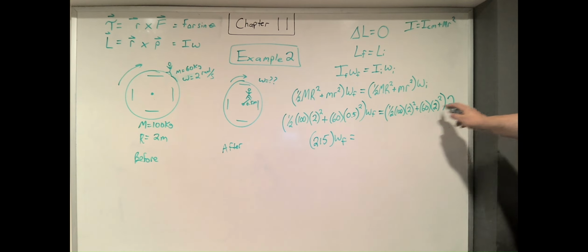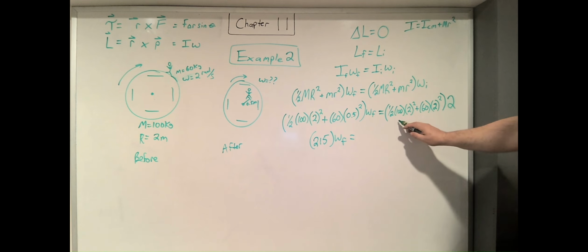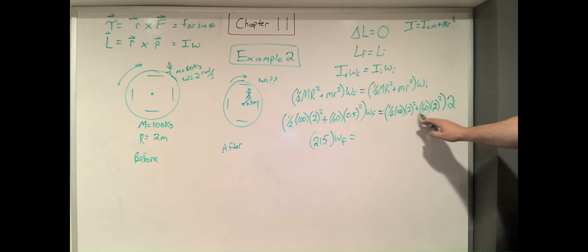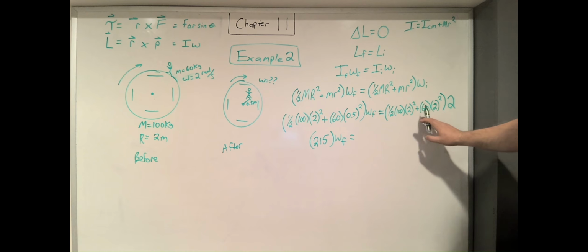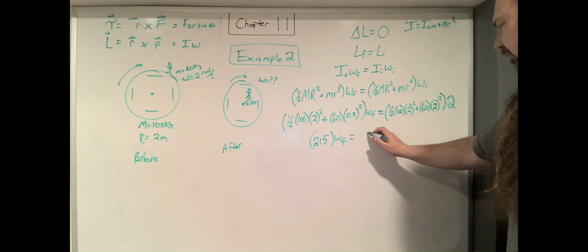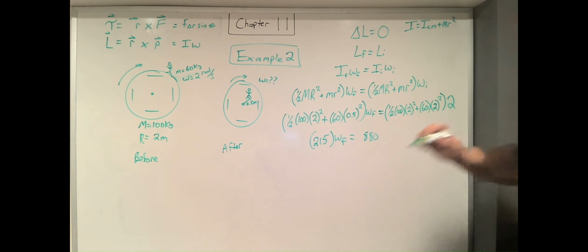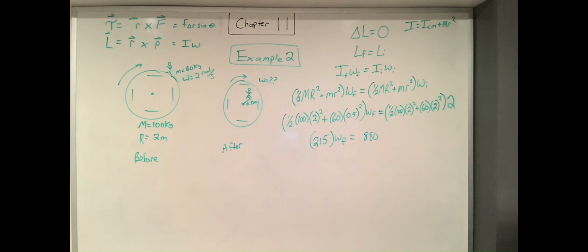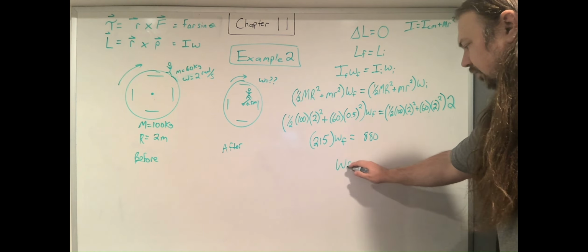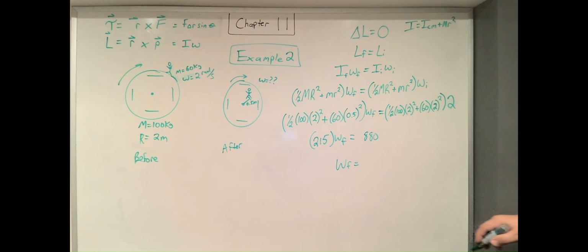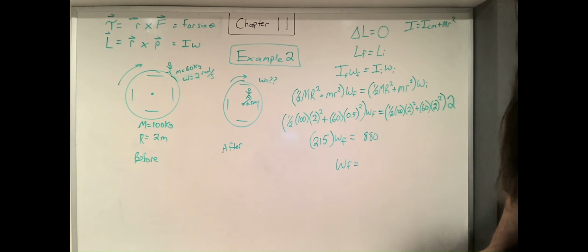All right, so if you plug in this whole number here, what I'm going off of is we have 200, we have 240, so that's 440. 440 times 2 is 880. Now we just need to divide 880 by the 215. That should give us omega F. Do you think it's going to be faster or slower by moving that to the center?